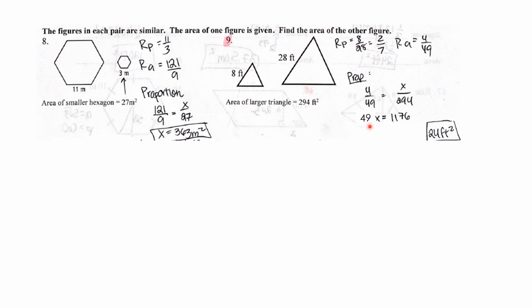And you'll notice I made a typo here, so I had to cover over it with some typing. And then divide both sides by 49, and you should get that x is equal to 24 feet squared.